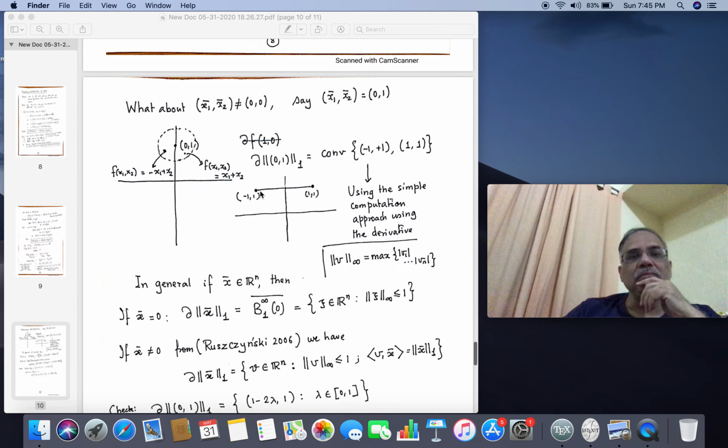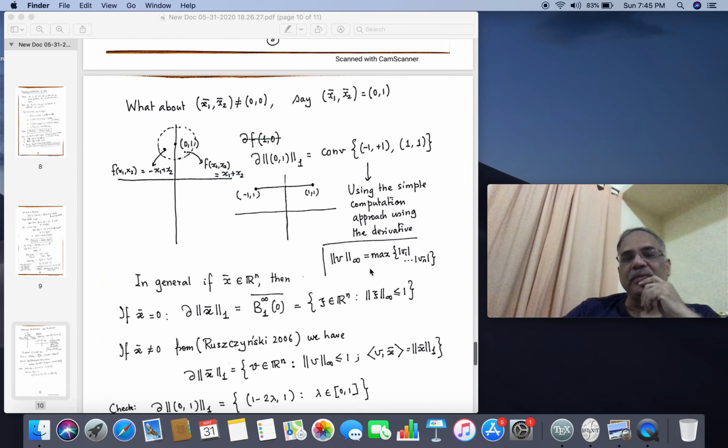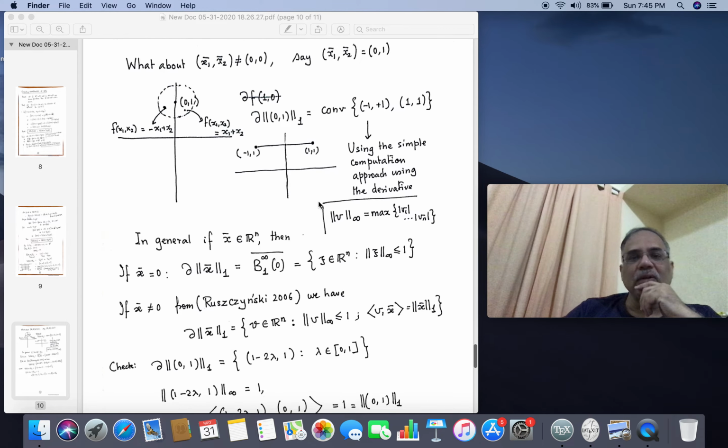So here is the derivative at (1, 0). At (0, 1), it is crossing that point. This is the derivative, and of course the infinity norm is given by this.